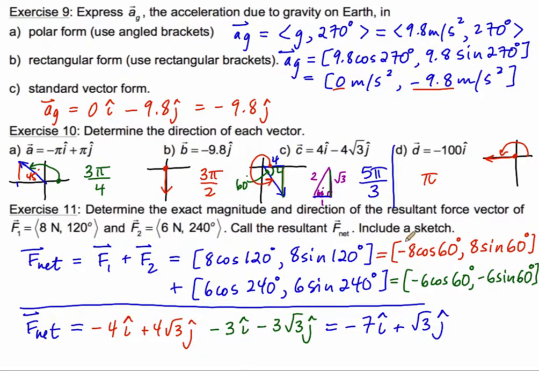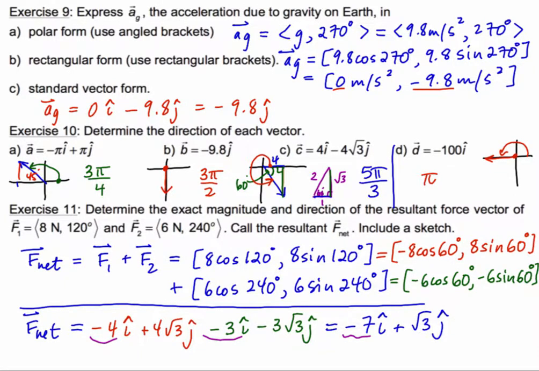I've written them here using the rectangular bracket notation, but then I've taken these coefficients, or these components, and I've calculated the cosine and sine of 60 degrees, and I've written the red vector for F1 in standard vector notation, and I've written the green vector over here for F2. Then I've combined the like terms. We recognize that -4 i hat gets combined with -3 i hat for a total of -7 i hat, and similarly the coefficients of the j hats get combined to give us +√3 j hat.